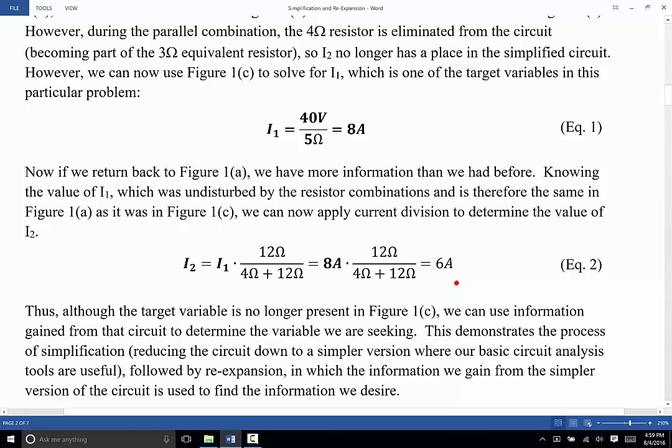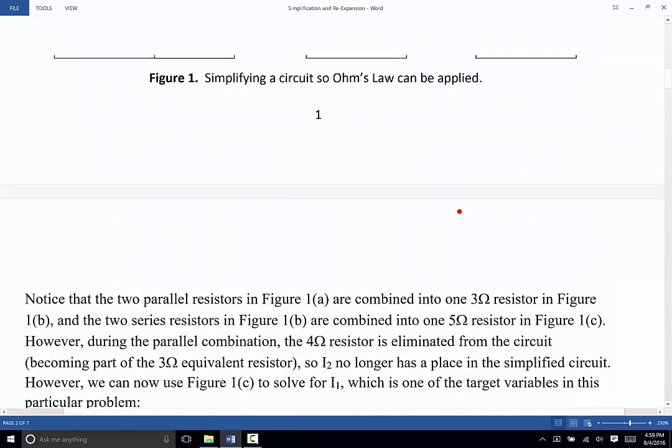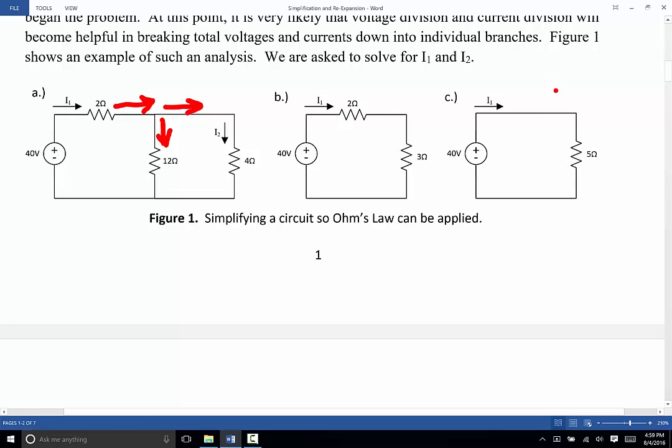So we had to go from figure A to figure B to figure C to do the simplification. But once we got the key result from figure C, we had to work our way back to figure B and then back to figure A. Only then could we find the value of I2.